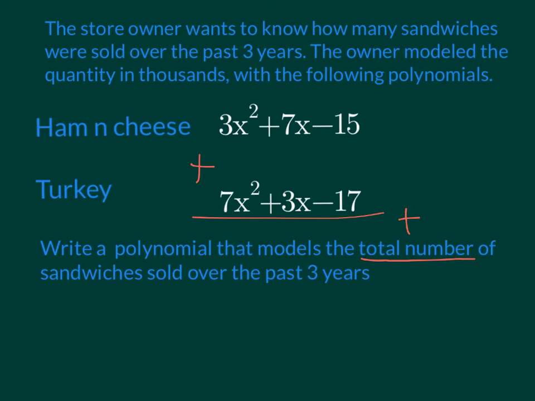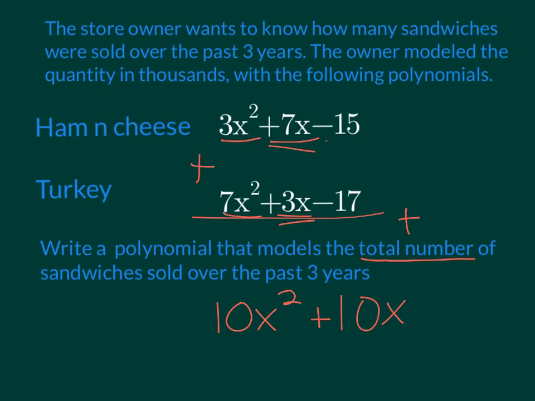If we had 3x squared and 7x squared, 3 plus 7, that's 10x squared. If I look here, 7x is a like term with 3x. So 7x plus the 3x, that's 10x.